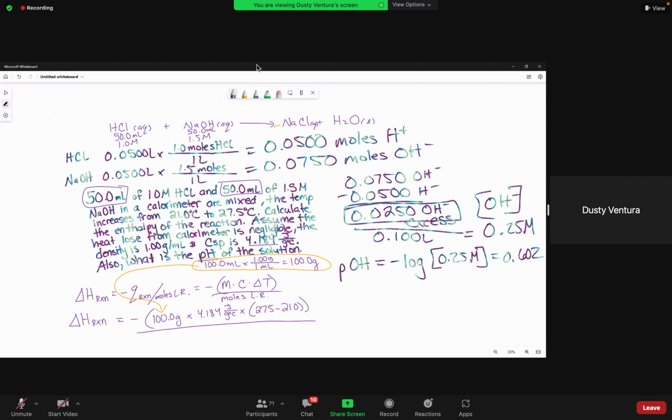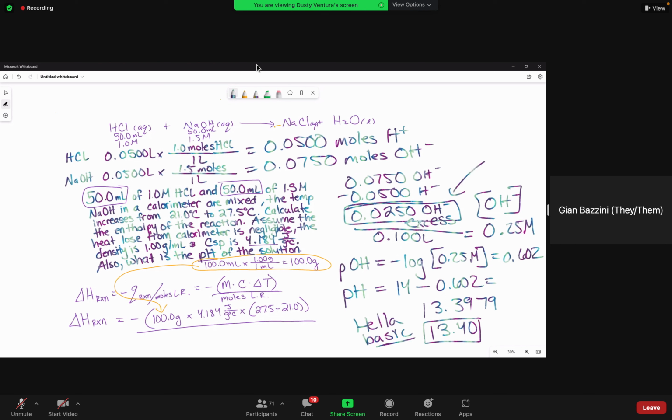0.602 is my pOH, the measure of basicity, and then to find my pH, it's 14 minus that. Equals 13.3979. So 13.40 is my pH, which is very basic, which makes sense because I have an excess of hydroxide.